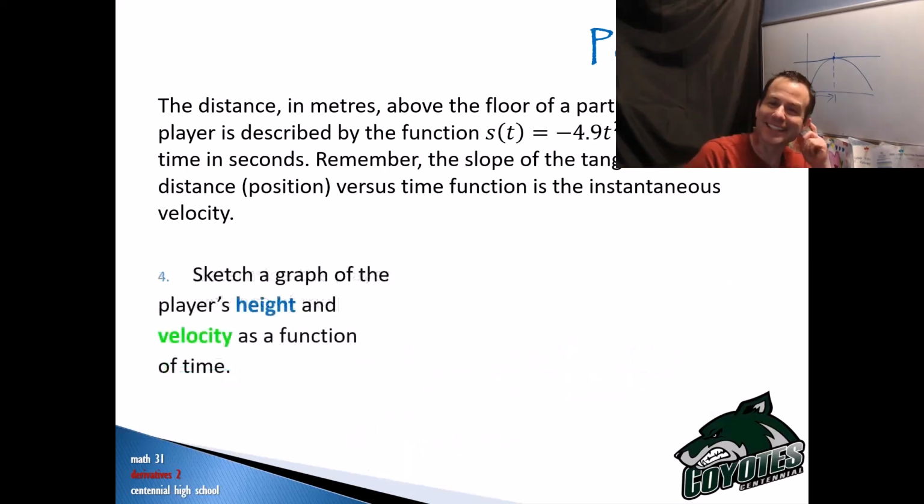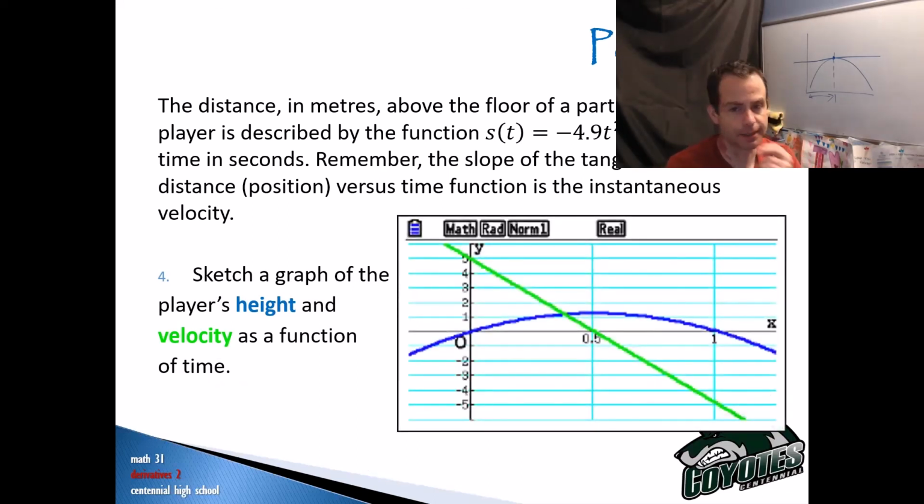Okay, sketch a graph of the player's height and velocity as a function of time. So the height is your original position function, and the velocity is your derivative function. Okay, so go ahead and do that. Maybe pause me, and then you can compare my drawing with your drawing. Okay, and you should have a picture that looks something like this.